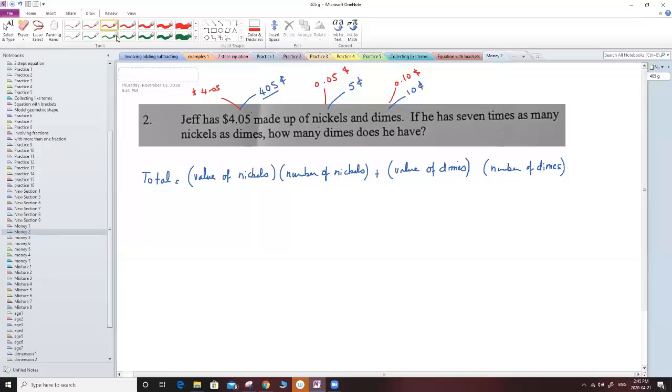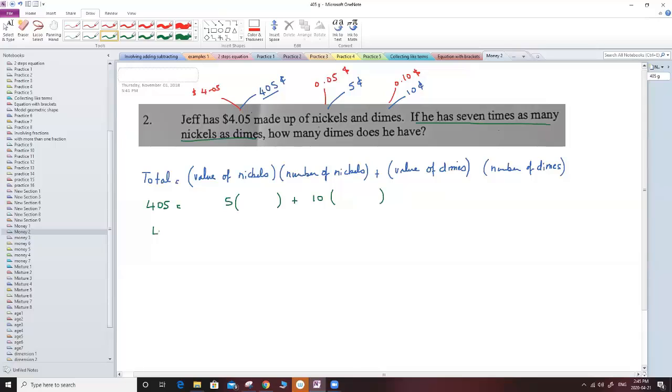So the total here is going to be what? The total will be 405 cents equals the value of nickels, as we said here, 5, times a variable that I'm going to use, plus the value of dimes, which is 10 cents, times a variable that I'm going to use. And we said we need to be careful about which variable I'm going to use. I need to find a variable, only one, because I have only one equation. So who will help me? Really, this is the part that is going to help me. This is a key phrase in this problem: he has 7 times as many nickels as dimes.